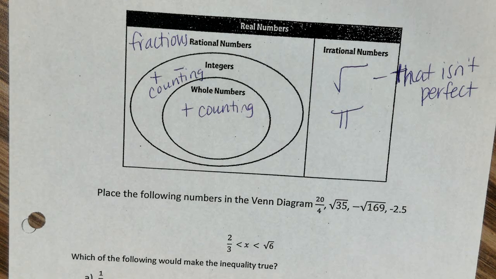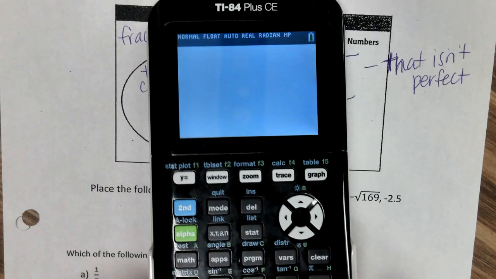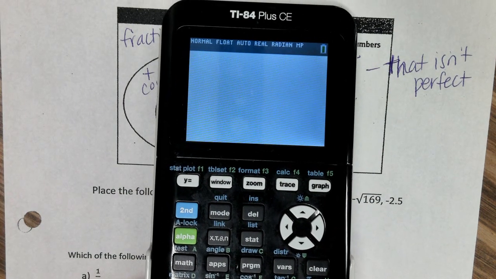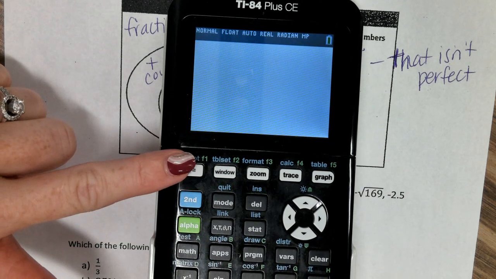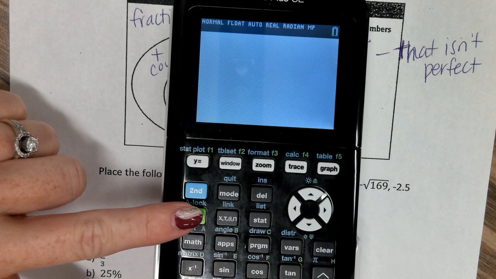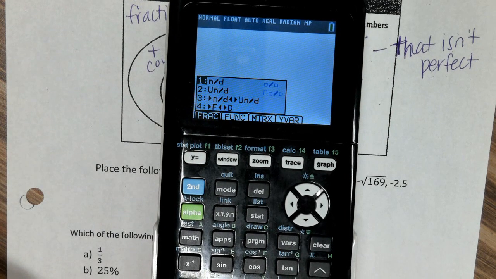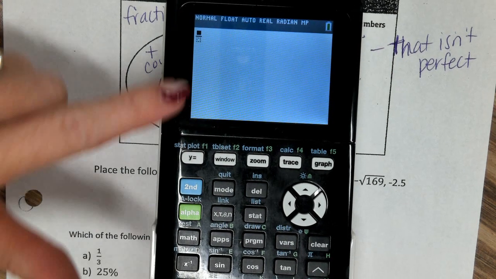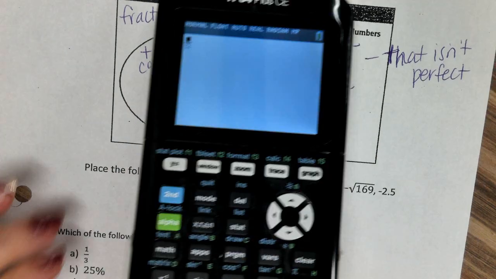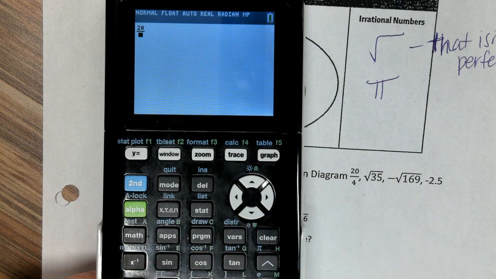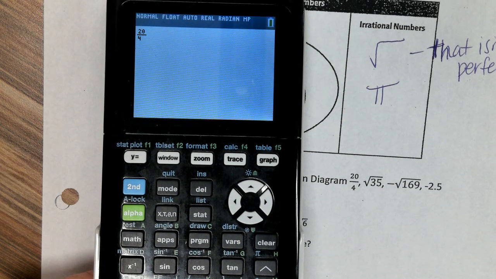So everybody get your calculator. Make sure it's on. To put in a fraction, you're going to do alpha y equals. So the green button, and then this top left button, y equals. Then you're going to choose option 1 to put in a fraction. You're going to type in 20 on the top, use the arrow to go to the bottom, and then put in the 4, hit enter.